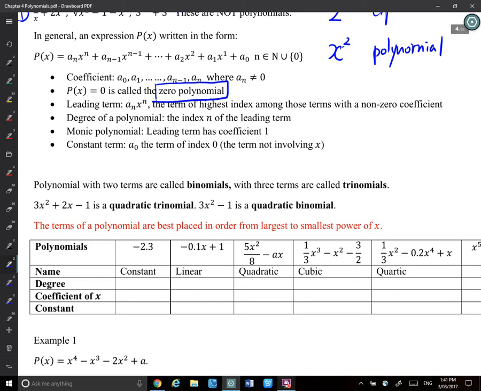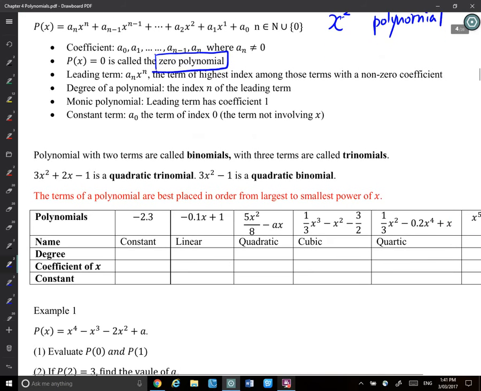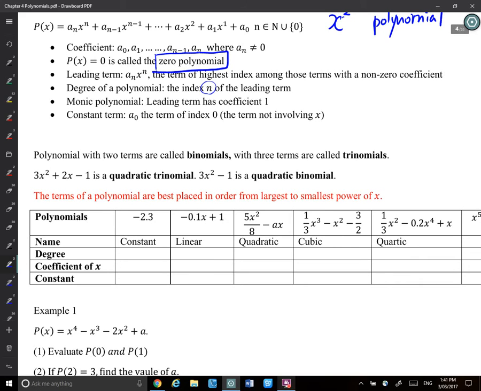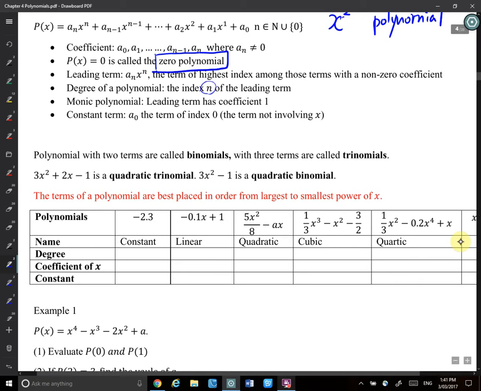And what is the leading term? The leading term is the term with the highest power. Okay, the leading term is important. The leading term is the term with the highest power, which is a_n x to the power of n. Then the degree of the polynomial is the index n of the leading term. So what's the highest power? That's the degree. Okay, and we have monic polynomials. A monic polynomial has a leading coefficient of 1. So for example, I have x to the power of 4 plus 3x to the power of 2 plus 1.